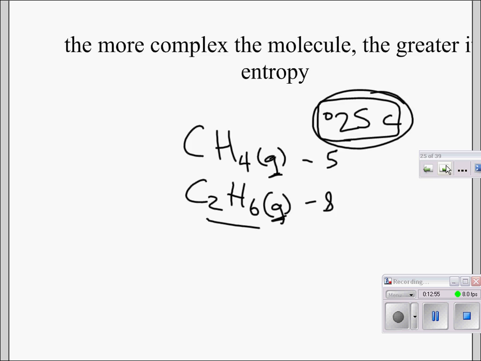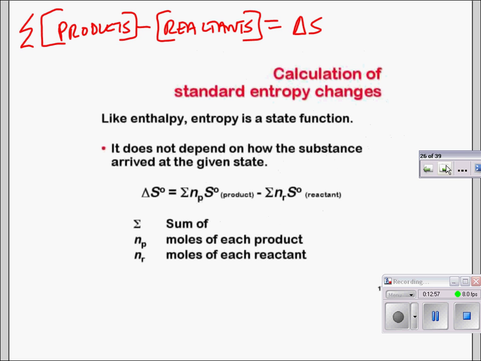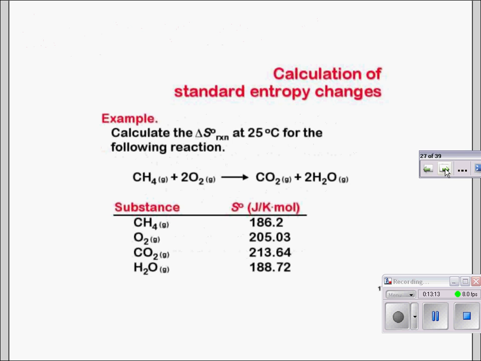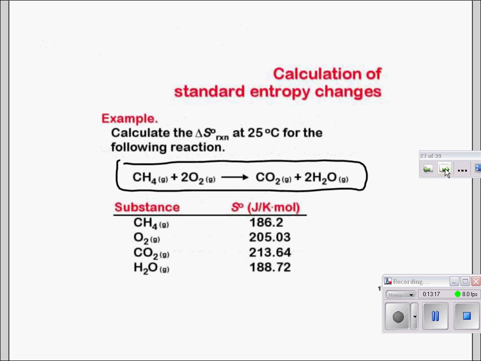How do you calculate delta S? Delta S is a pretty simple calculation. It should remind you of delta H calculation. It's summation of products minus reactants. Key thing here is everything has a delta S value, even elements. So if you look at a problem like this, they give you this reaction, they ask you to calculate delta S. If you notice, you see oxygen right there has a value.